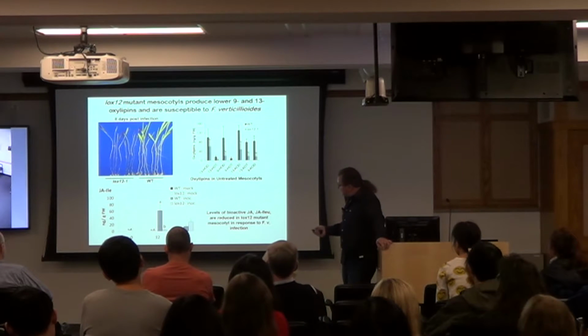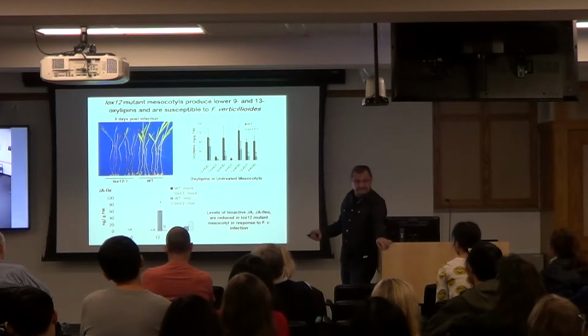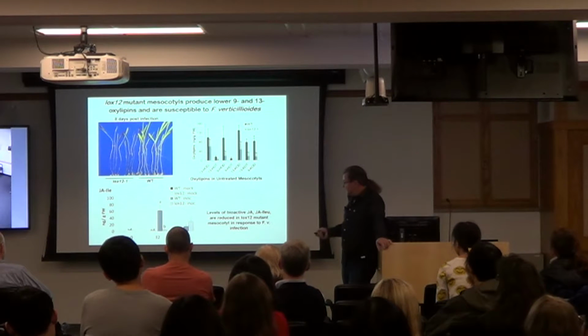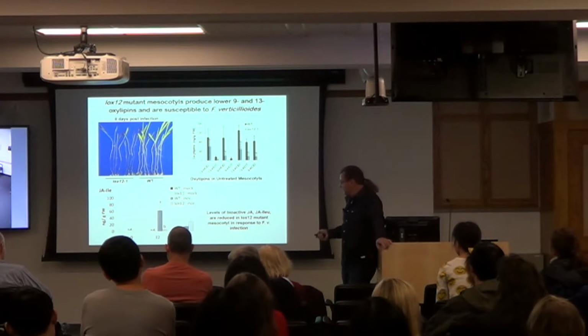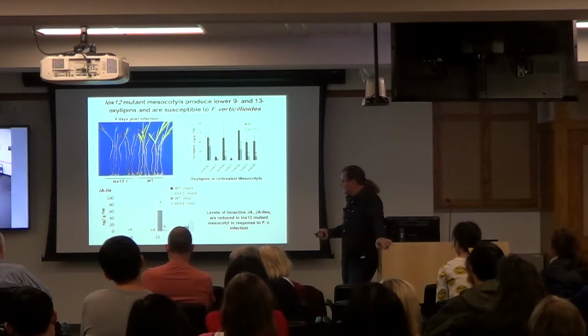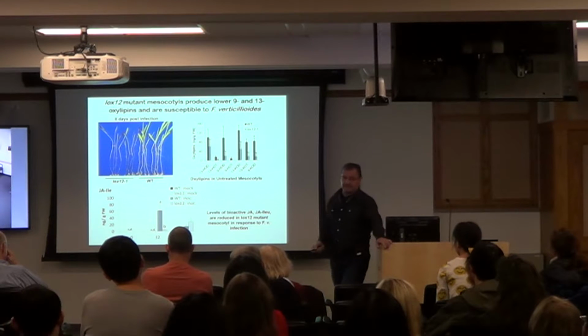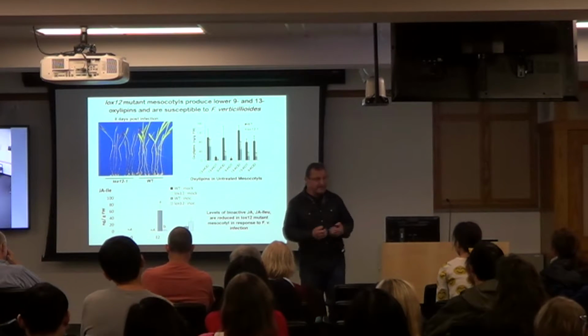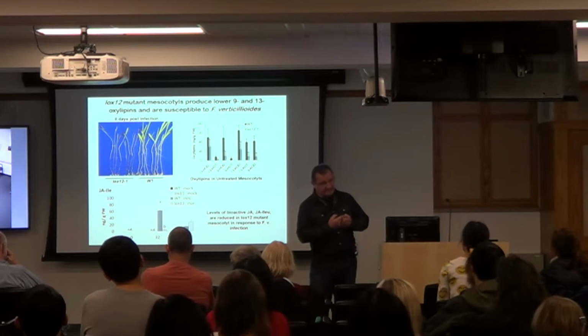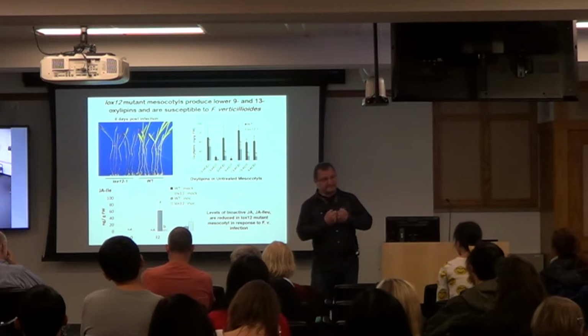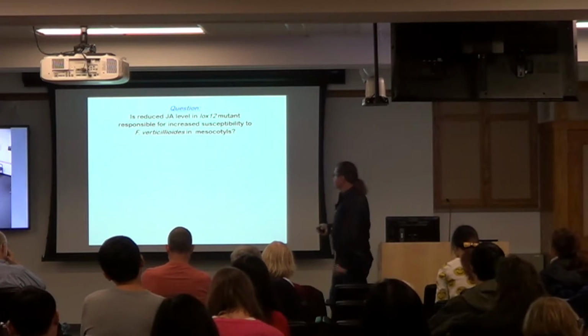When we tested jasmonic acid-isoleucine levels, we found that in wild type seed inoculated by Fusarium, jasmonic acid is increased dramatically. However, not in LOX12 mutants. So somehow this 9-LOX and potentially 9-KOD regulates jasmonic acid biosynthesis.